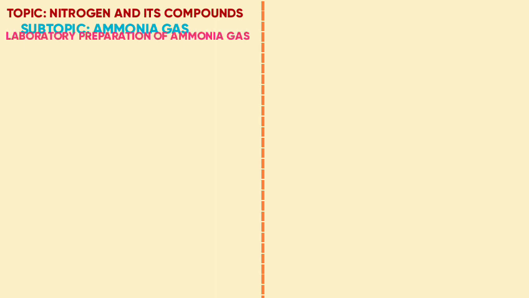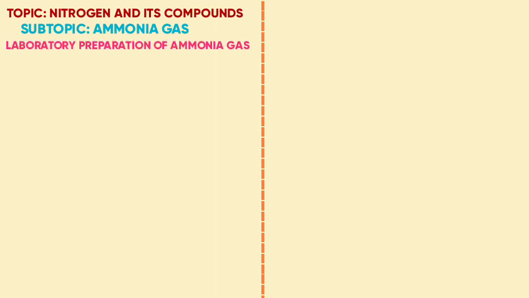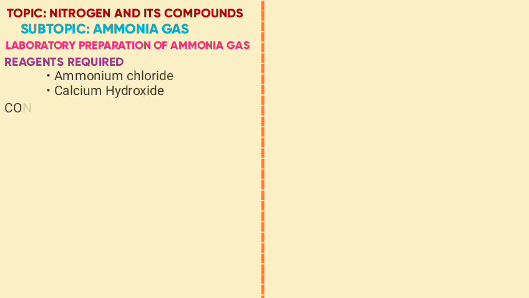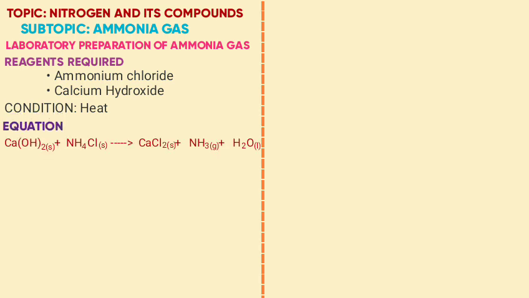Now, laboratory preparation of ammonia: reagents required are ammonium chloride and calcium hydroxide. Condition required: heat. Now, the equation for the reaction is calcium hydroxide plus ammonium chloride, arrow calcium chloride plus ammonia plus water. To balance the equation, place 2 where there is ammonium chloride, 2 where there is ammonia gas, and 2 where there is water.